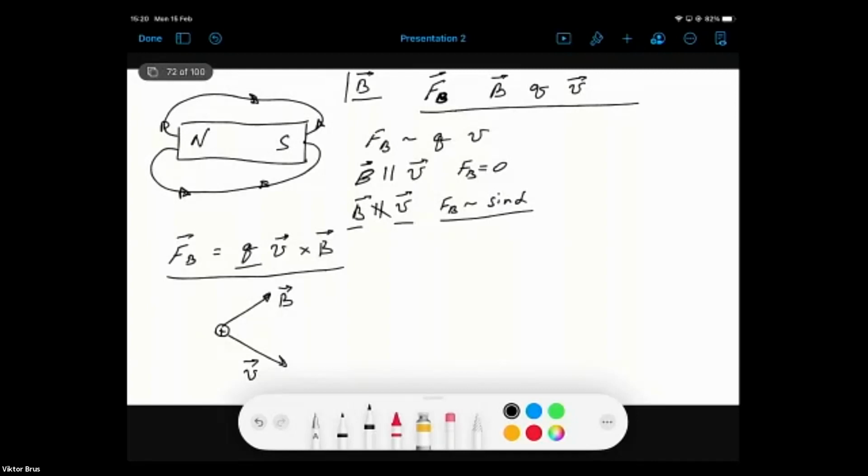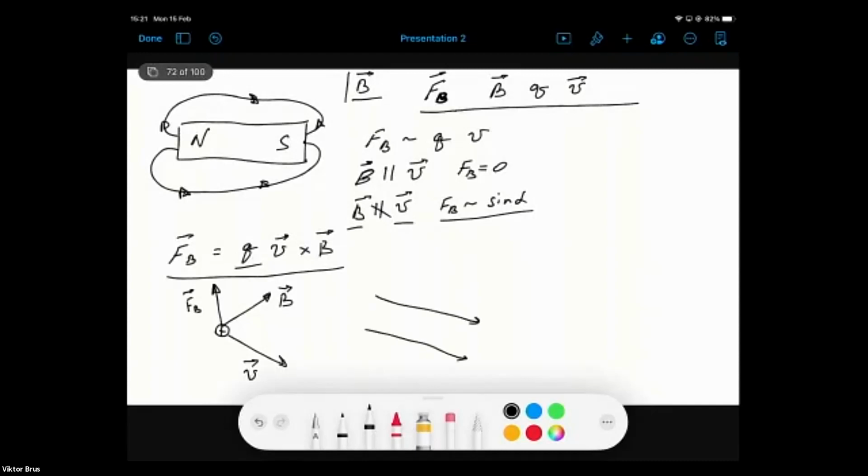If we align our four fingers in the direction of the velocity vector, and the magnetic field vector goes into our palm, then the thumb, which is at a right angle to the other fingers, will show us the orientation of the magnetic force. And as I mentioned before, the sign should be taken into account.